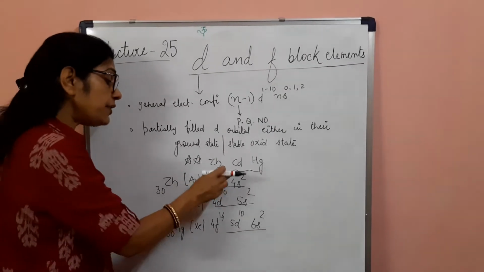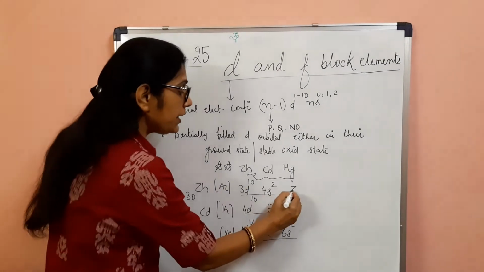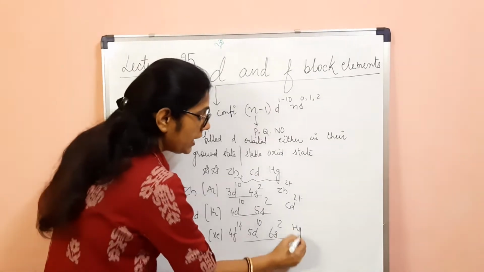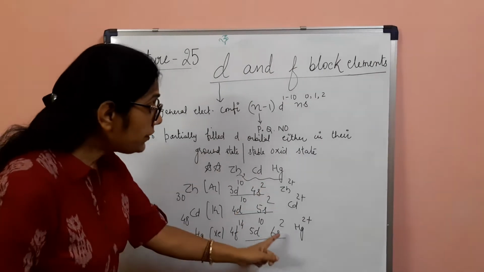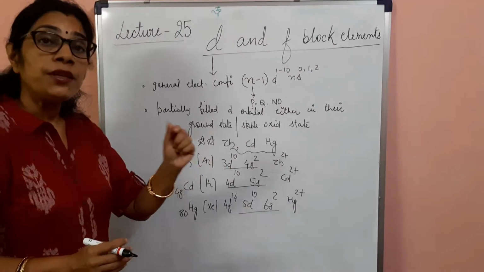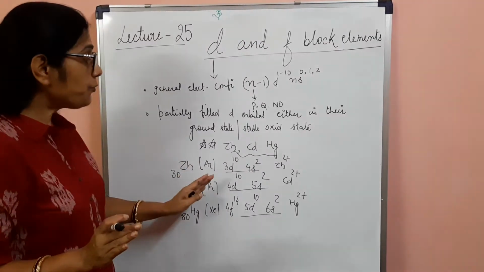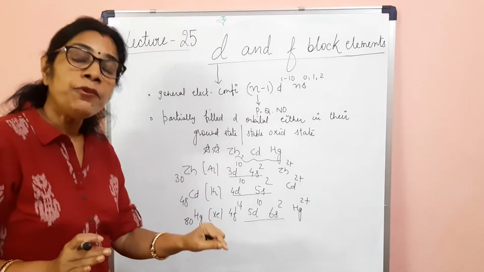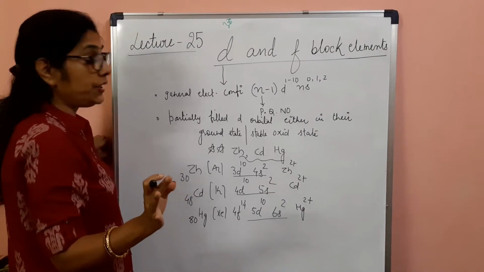Now if we consider their stable or common oxidation state, zinc is stable in +2 oxidation state, cadmium also in +2 oxidation state and mercury Hg also in +2 oxidation state. And in all the three cases, after losing these two electrons of their respective s orbital, once again they would remain as fully filled D orbital. That is why these three are exceptions who do not possess partially filled D orbital in their ground state or in their common oxidation state.